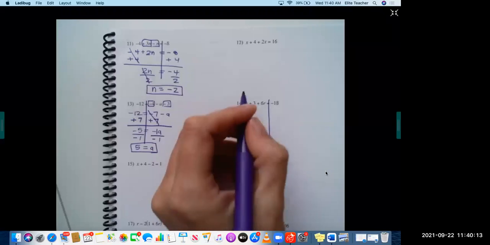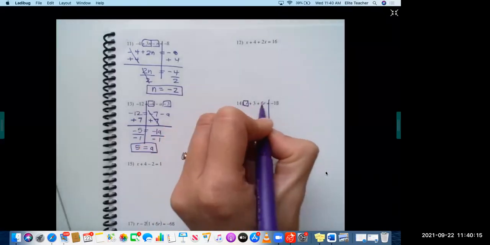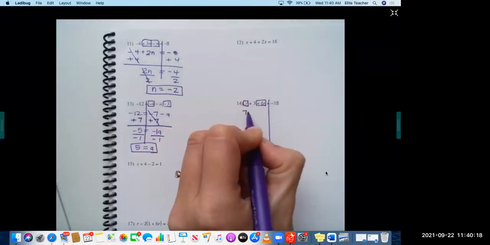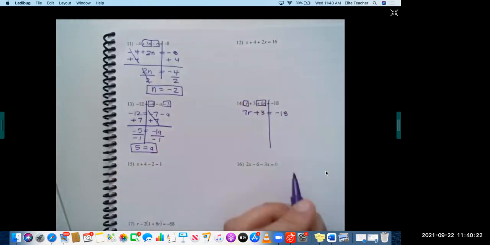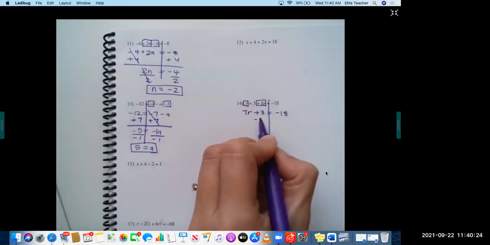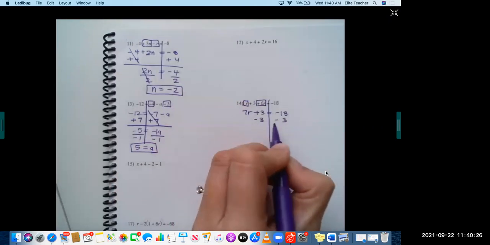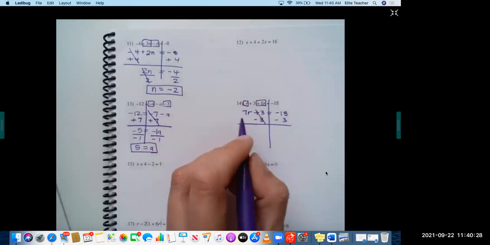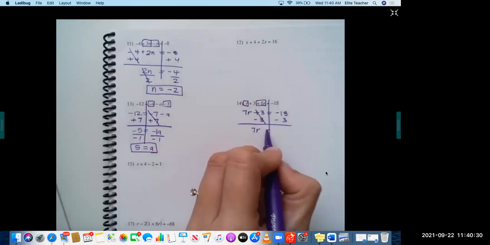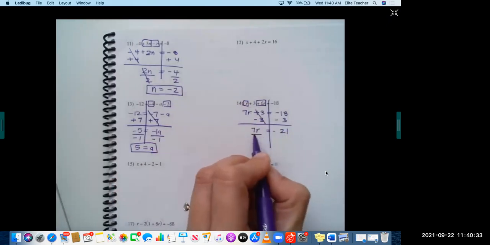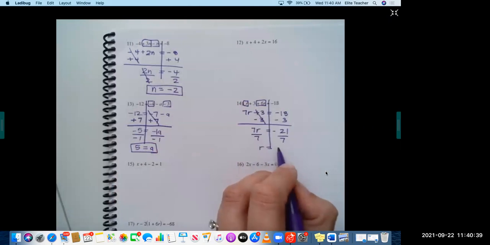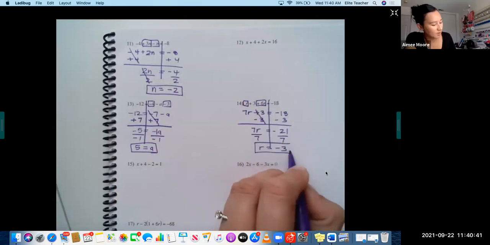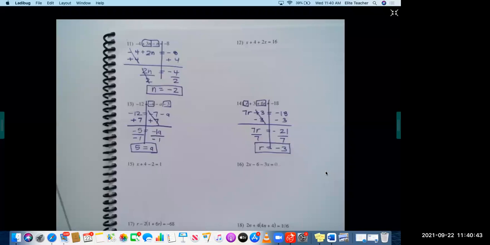So I combined the R with 6R and I got 7R plus 3 equals negative 18. Excellent. Then I did minus 3, sorry, on both sides. I got negative 21. And I divided negative 21 by 7, sorry. And it came out to R equals negative 3. Excellent. Thank you, Jay Lee. Very good.